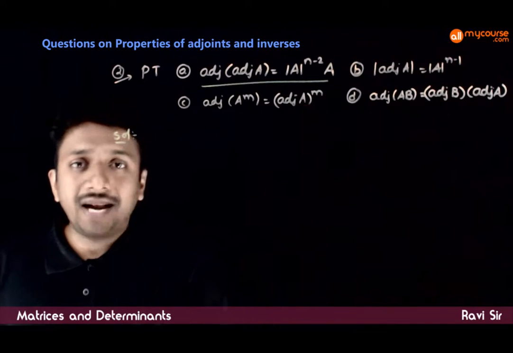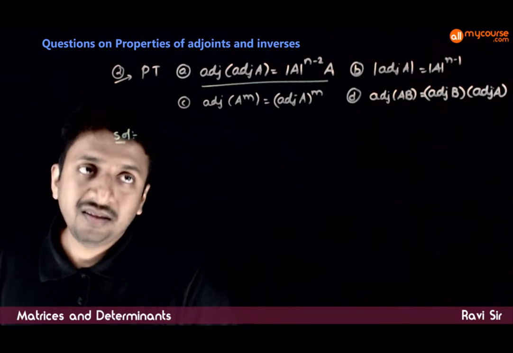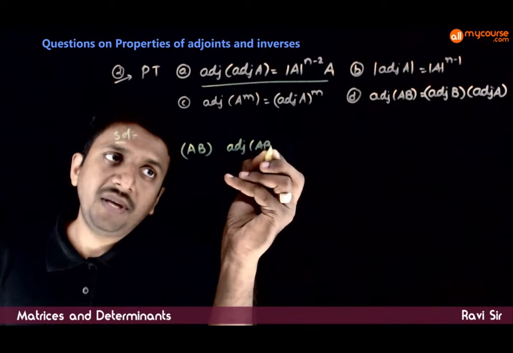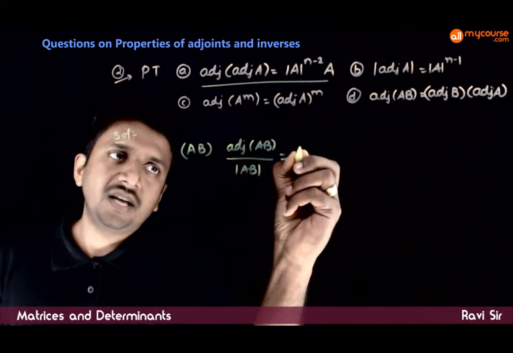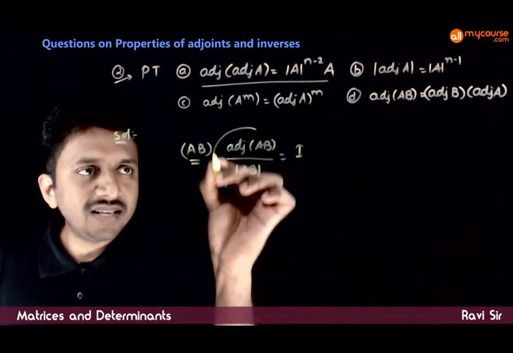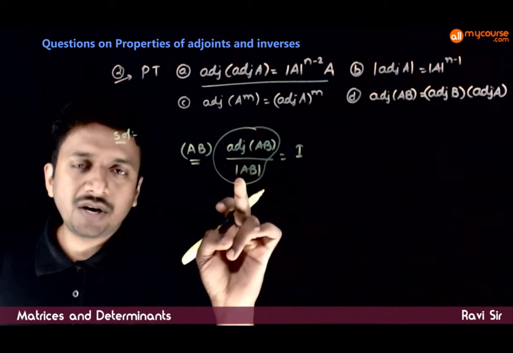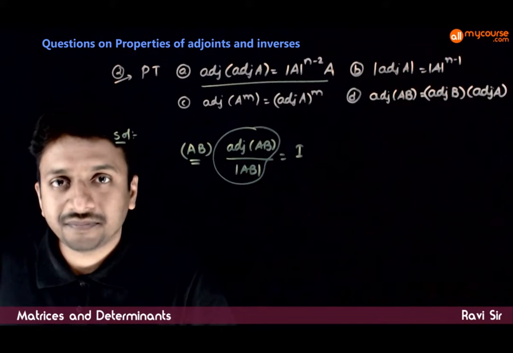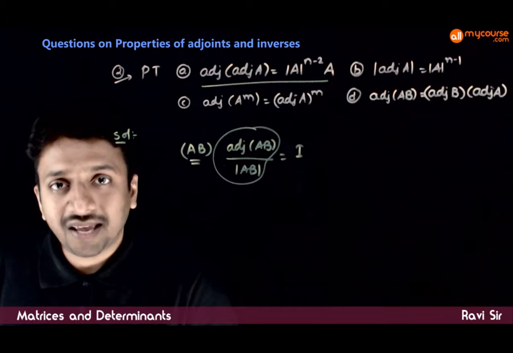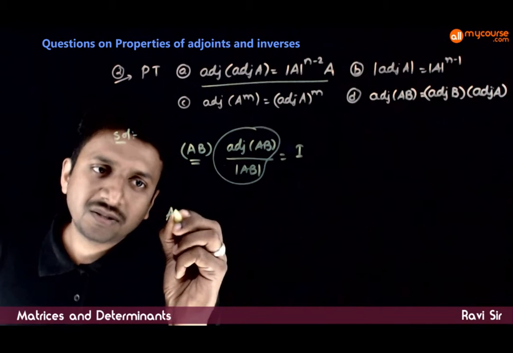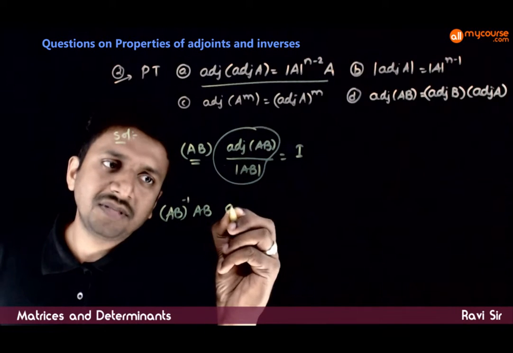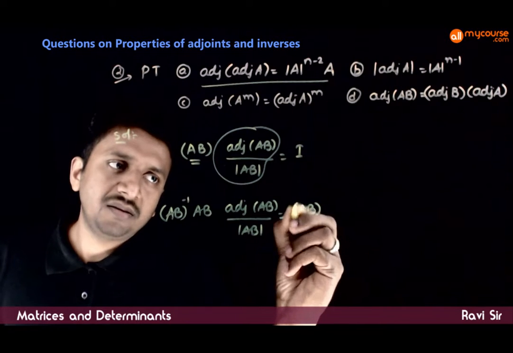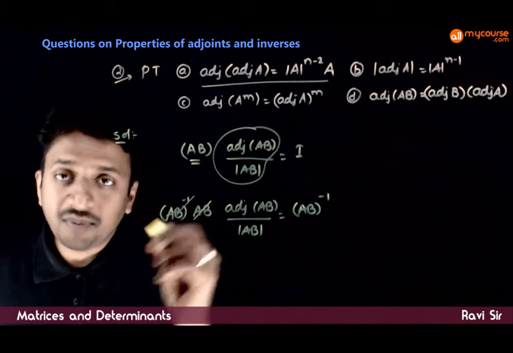Next, let us try to prove that adjoint of AB is adjoint of B times adjoint A. So let us start with the proposition: AB times adjoint of AB by det of AB is equal to I. So AB times the inverse of AB, adjoint of AB by det AB, is equal to I. Now, we have to prove that adjoint of AB is adjoint of B into adjoint A. So now I'll multiply both sides by (AB) inverse. Now (AB) inverse times AB will give you I.